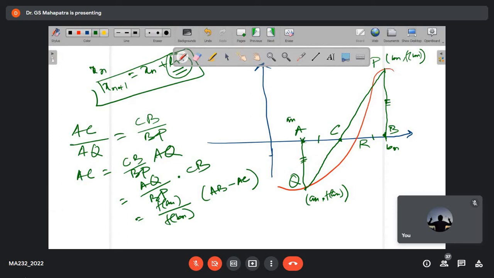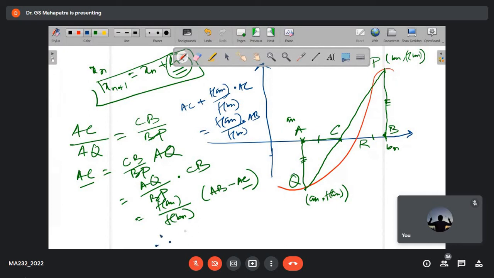What we have to find actually? We have to find AC. Now AC is on both sides, here is also AC. So we have to do some small algebraic calculation. AC equals to AC plus F of An divided by F of Bn into AC equals to F of An divided by F of Bn into AB. What is AB? Just a few minutes back you answered Bn minus An. So we can write what AC is then.